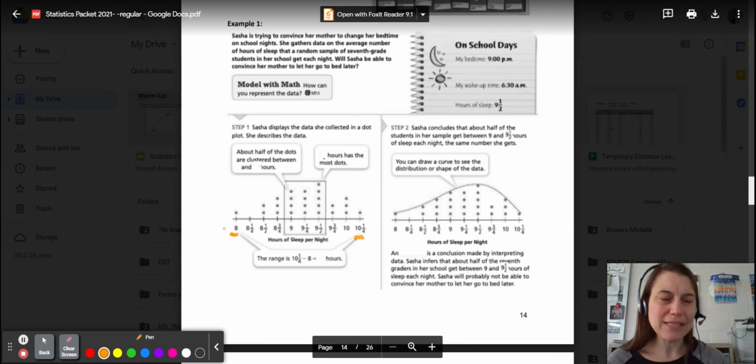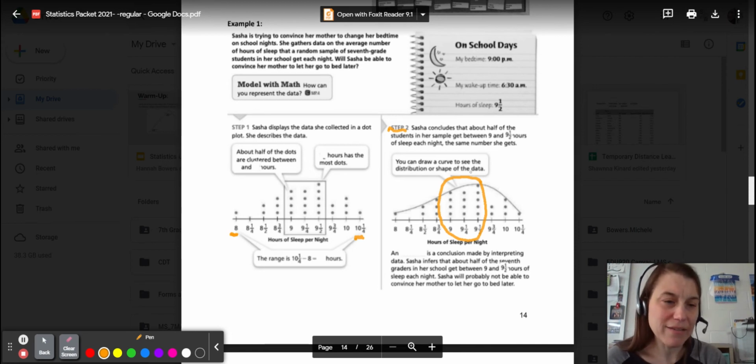And so where it says step 2, you can see that they show that it's like a curve. At the beginning there's not as many people getting 8, 8.5, and it starts to peak and then comes back down again at the 10 and 10.25. So where's the bulk of the data? Where's the majority of it? If we had a box and whisker plot, that would be the box where 50% of the data would be. But in a dot plot, you're eyeballing it. It looks like right around this region, which is boxed here, is where the majority of the data is, and that's where it starts to peak. So it seems like the majority of the people are getting somewhere between 9 and 9.5 hours of sleep.